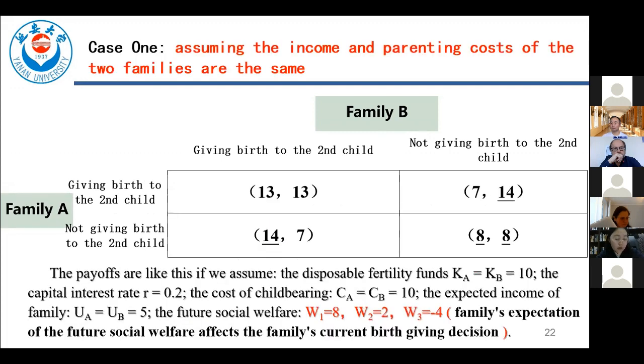In case 1, we assumed that the income and parenting costs of the two families are the same. If the payoffs we assumed here are consistent with the general situation, we will get the Nash equilibrium of 8-8. Which means both A and B will not give birth to the second child.